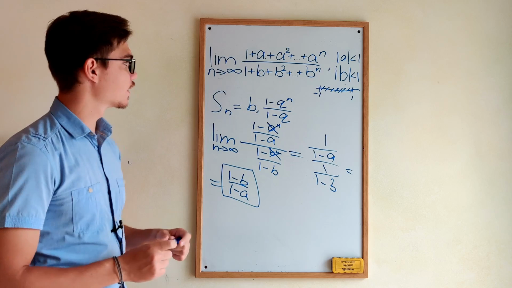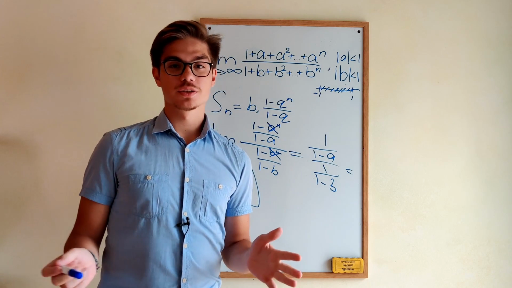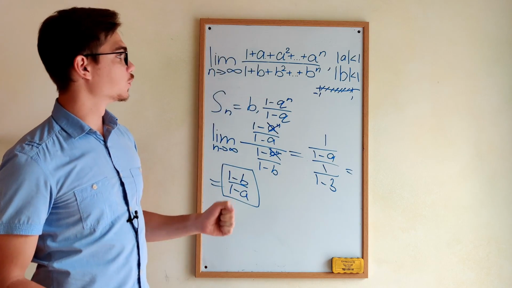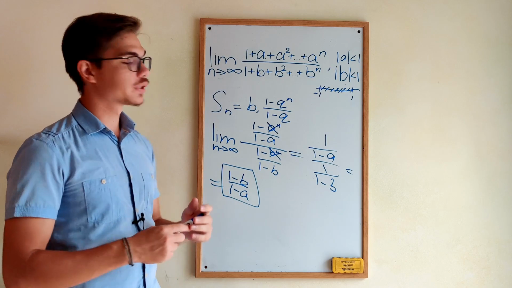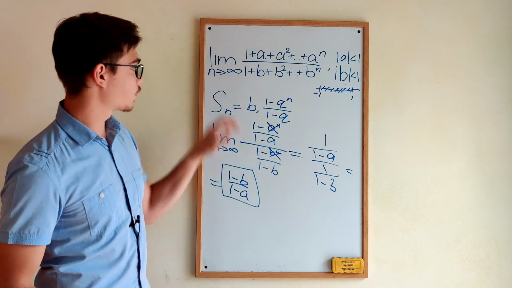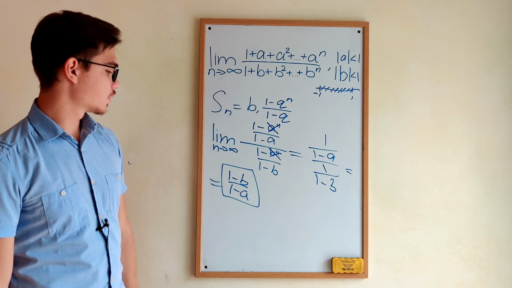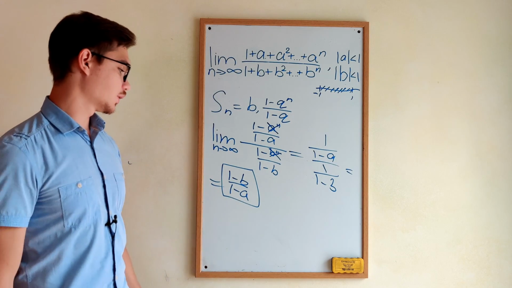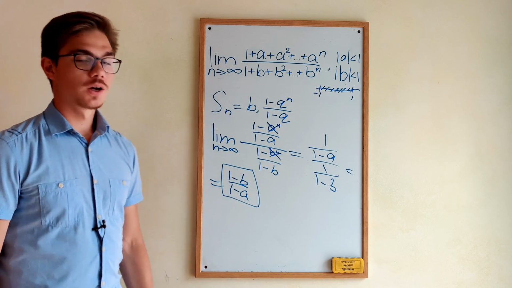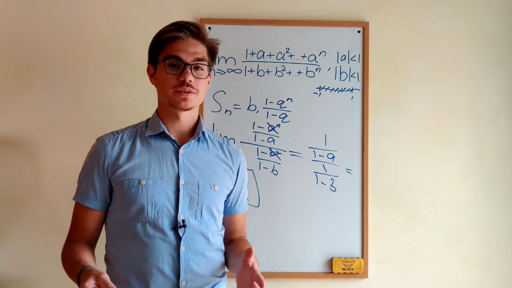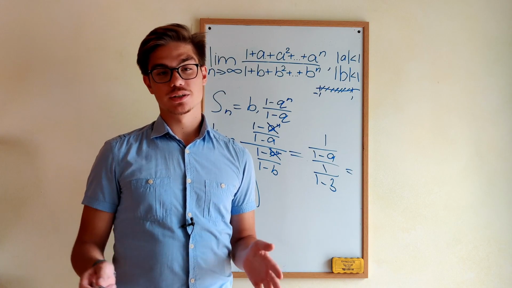Now, I think that this is pretty nice, that the quotient of two infinite sums that only get longer and longer with n approaching infinity actually converges to a fixed number, which we can calculate if we know a and b.